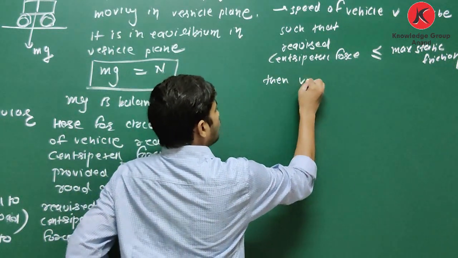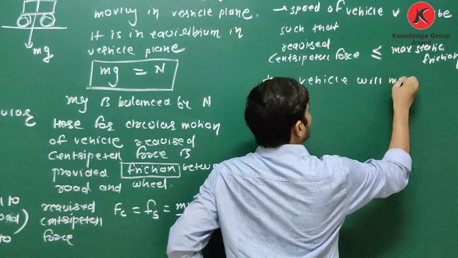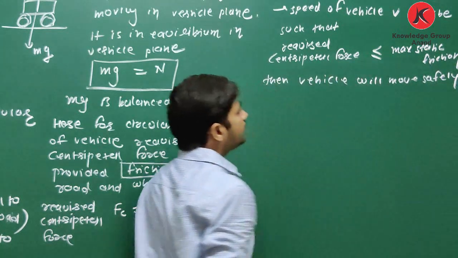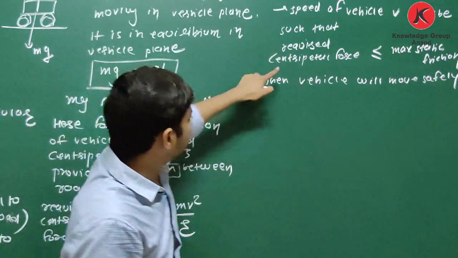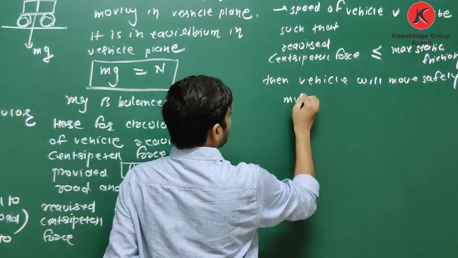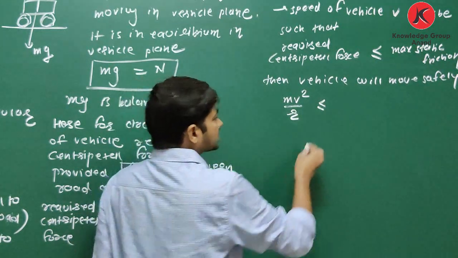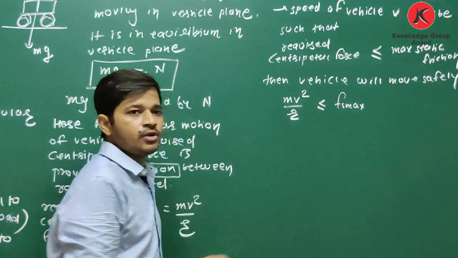Then the vehicle will move safely. Clear about this? So yes, you have to remember this condition. Now from this condition we will obtain one equation. See, required centripetal force means mv square upon r is less than or equal to maximum static friction, means Fs maximum. Yes or no? Yes, it is.